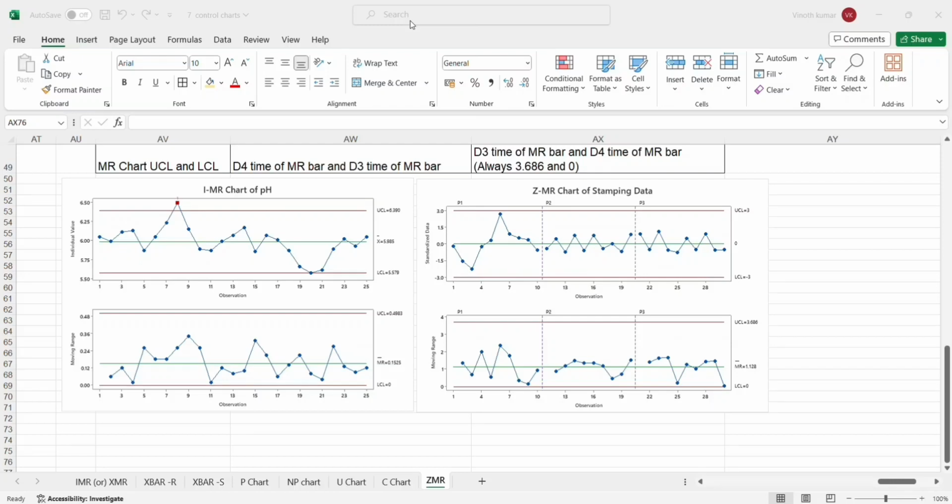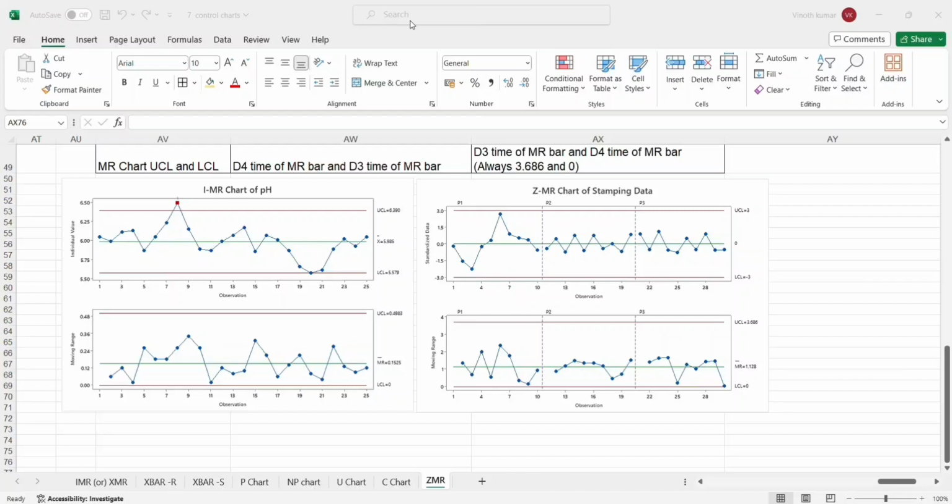Dear viewers, welcome to another video on control charts. In the series of control chart videos, we have already seen control charts for continuous or variable data. In that order, we have seen the IMR chart, individual moving range chart, X bar R chart, and X bar S chart. And we have also seen videos on attribute control charts like P chart, NP chart, U chart, and C chart. These are some of the commonly used charts, so these videos are already posted.